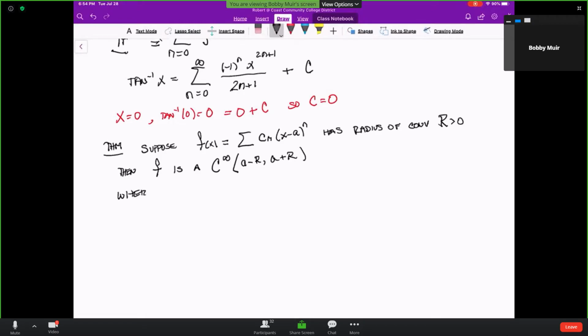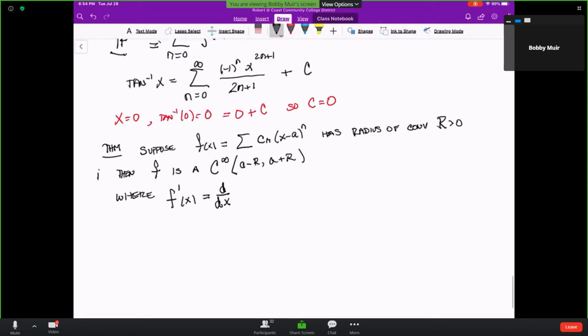where f prime of x, which is the derivative with respect to x, this is result number 1, of this sum, okay. And the punchline for part one of this thing is that I can move the d by dx to the inside. And then we just get the normal n c_n (x minus a) to the n minus 1.